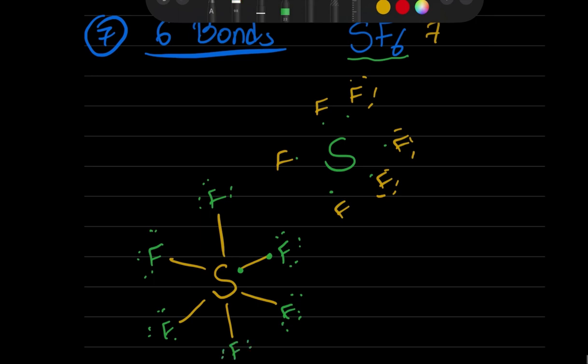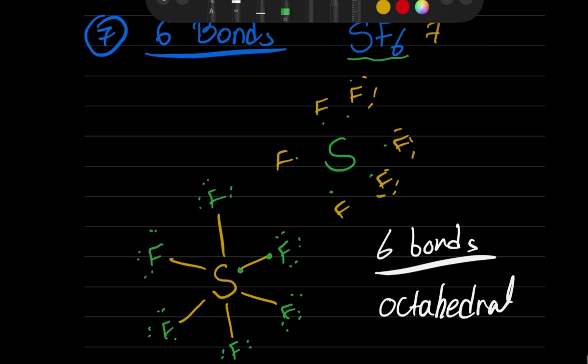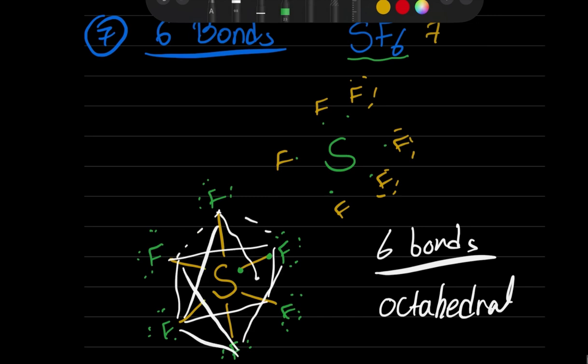And you have to keep in mind, we call this molecule, when you have 6 bonds with no lone pairs, octahedral. And by the way, if you ask yourself how it looks, it looks like two pyramids with a square base, one above the other. And by the way, it looks like this. We call it octahedral, and all of the angles are 90 degrees.